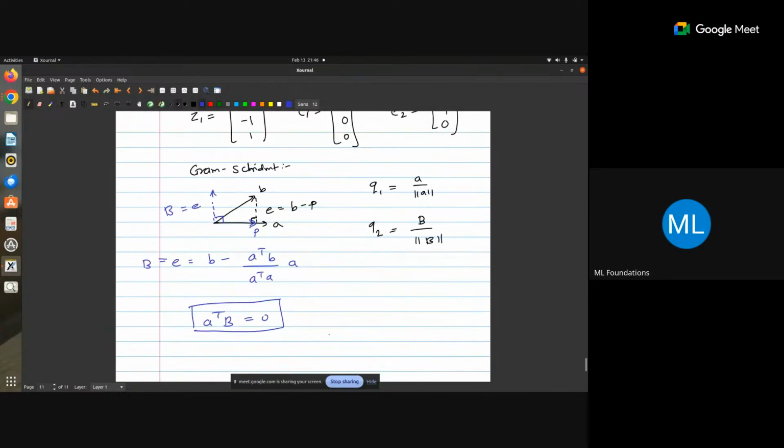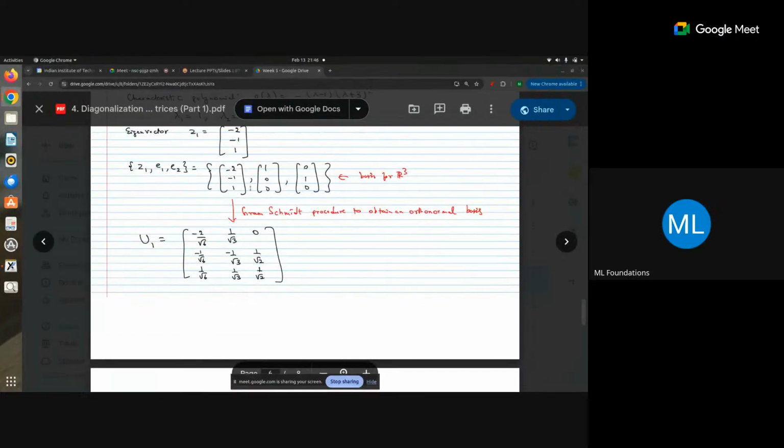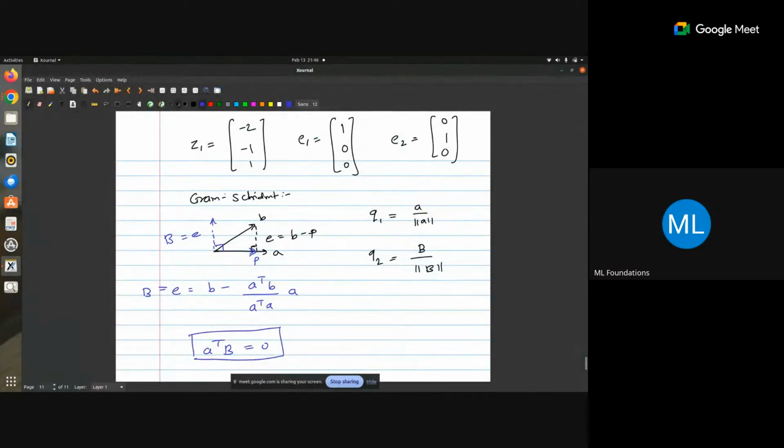First of all, what we can do is make this z1 a unit vector. How do we make z1 a unit vector? What is the length of z1? Divide by its norm. It is root 6, right? Yes. So it becomes minus 2 by root 6, minus 1 by root 6, and 1 by root 6.